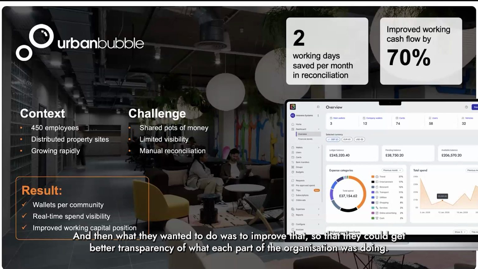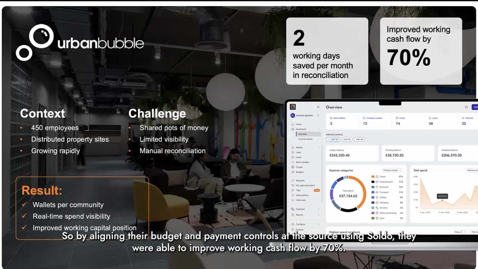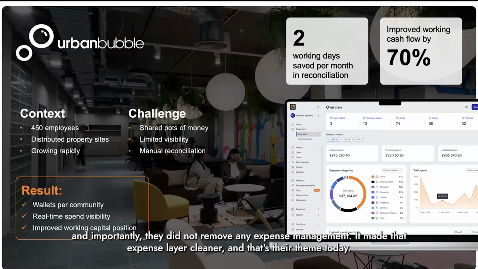And then what they wanted to do was to improve that so that they could get better transparency of what each part of the organization was doing, allocate more control, drive that policy compliance down to the edge of the organization. So by aligning their budget and payment controls at the source using Soldo, they were able to improve working cash flow by 70%. They tell us they've saved 2 working days per month on reconciliation. And importantly, they did not remove any expense management. It made that expense layer cleaner, and that's their theme today.